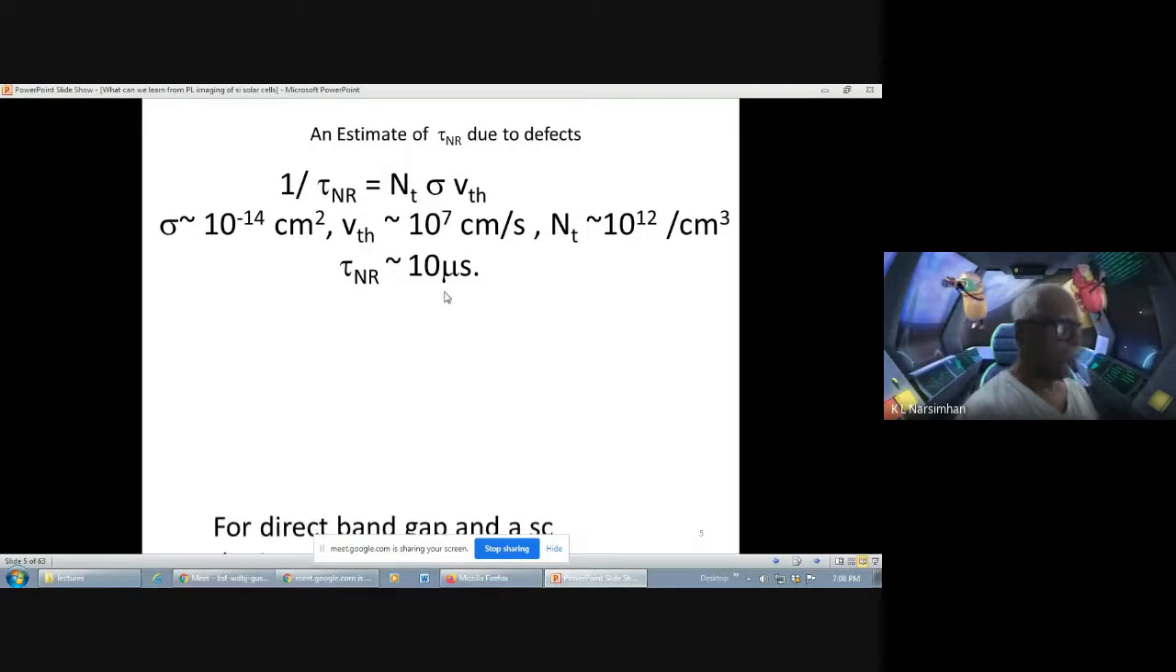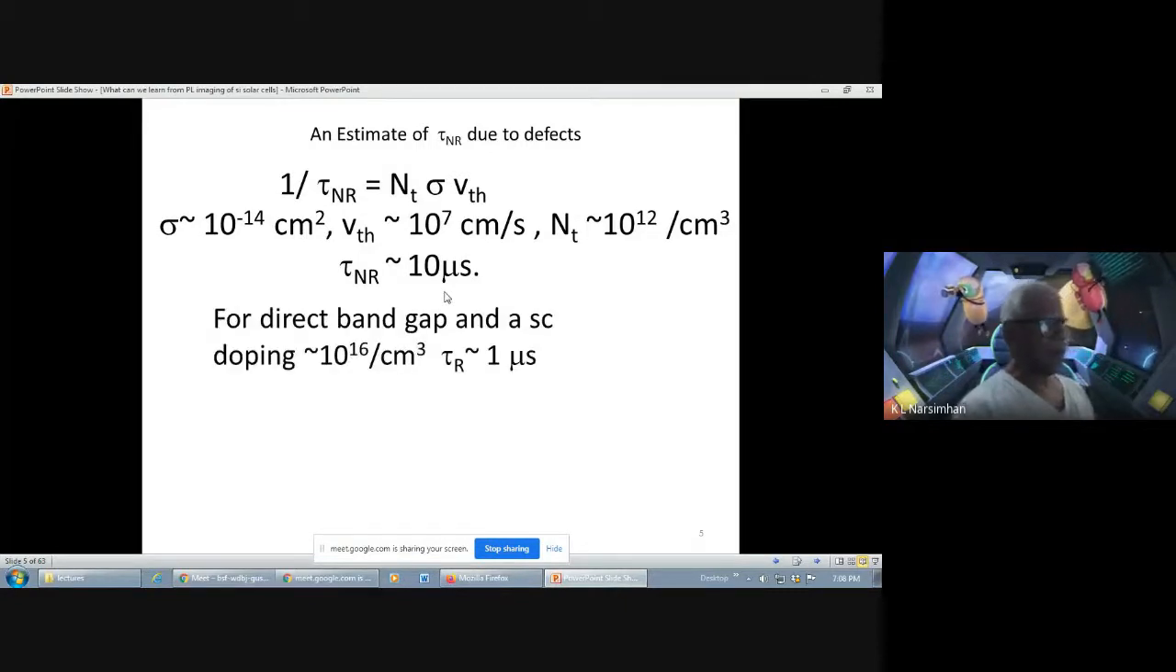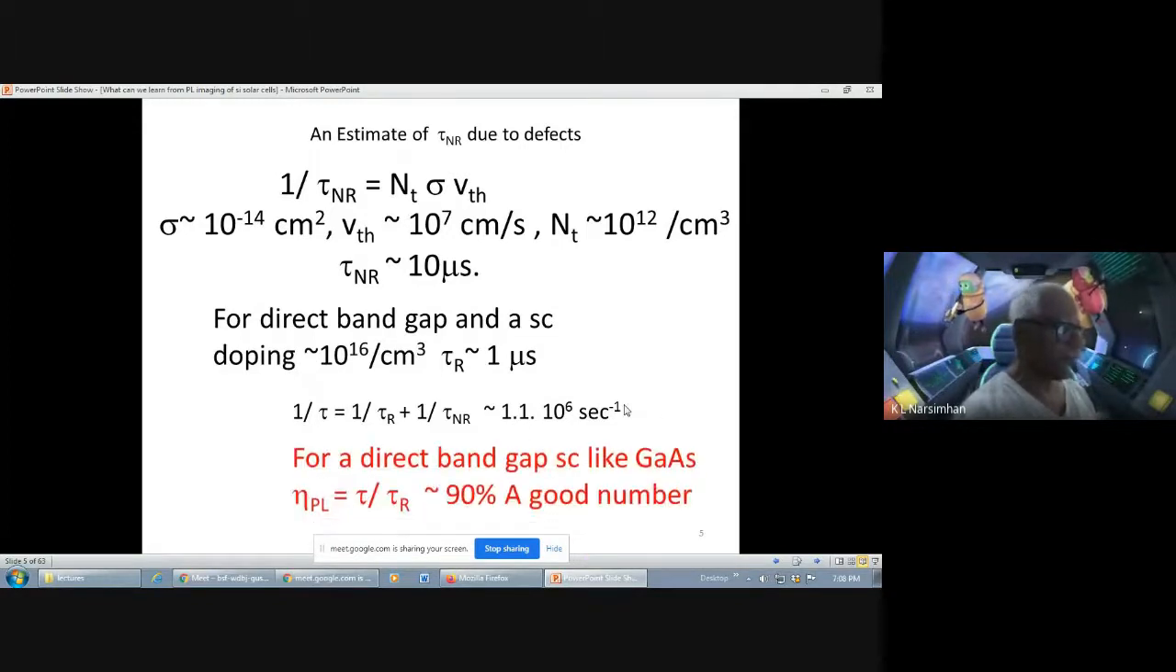So now, for a direct band gap semiconductor, something like say gallium arsenide, the radiative lifetime for this doping is of the order of 1 microsecond. And so if we put down 1 by tau is equal to 1 by tau r plus 1 by tau nr, the same equation again, we get 1 by tau is roughly 1.1 into 10 to the 6 per second. So eta, which is proportional to tau, the efficiency of luminescence is close to 90%. That's a good number. This is true for materials like gallium arsenide.